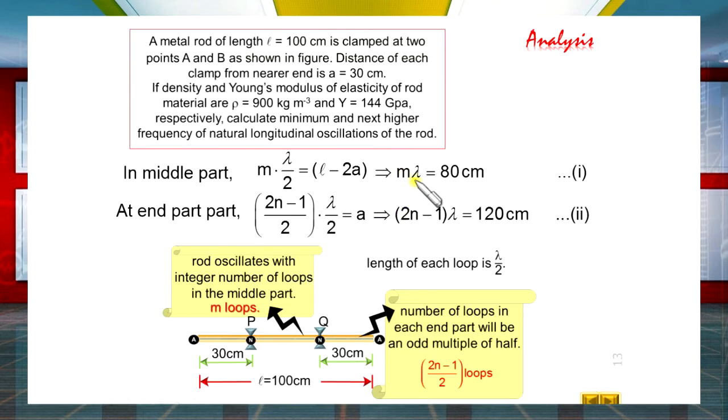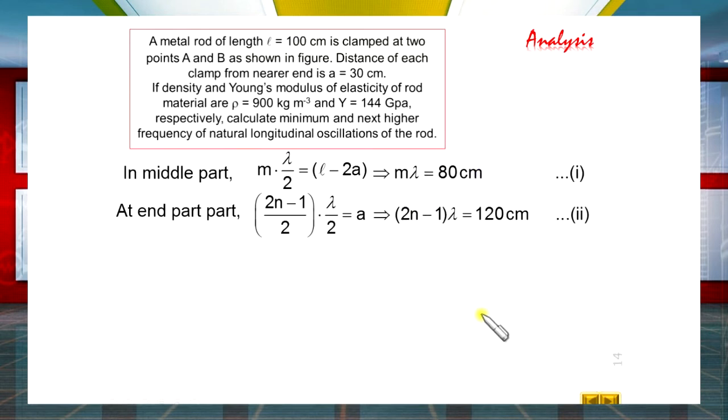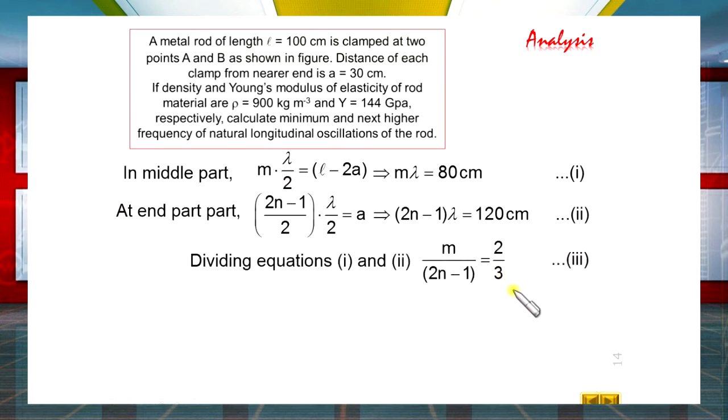We can divide equation number 1 with equation number 2. So let us divide equation number 1 with equation number 2. Lambda will get cancelled. The left hand side should be equal to m divided by 2n minus 1, that is equal to 80 divided by 120, and 80 divided by 120 equal to 2 by 3. So let us write this as equation number 3.